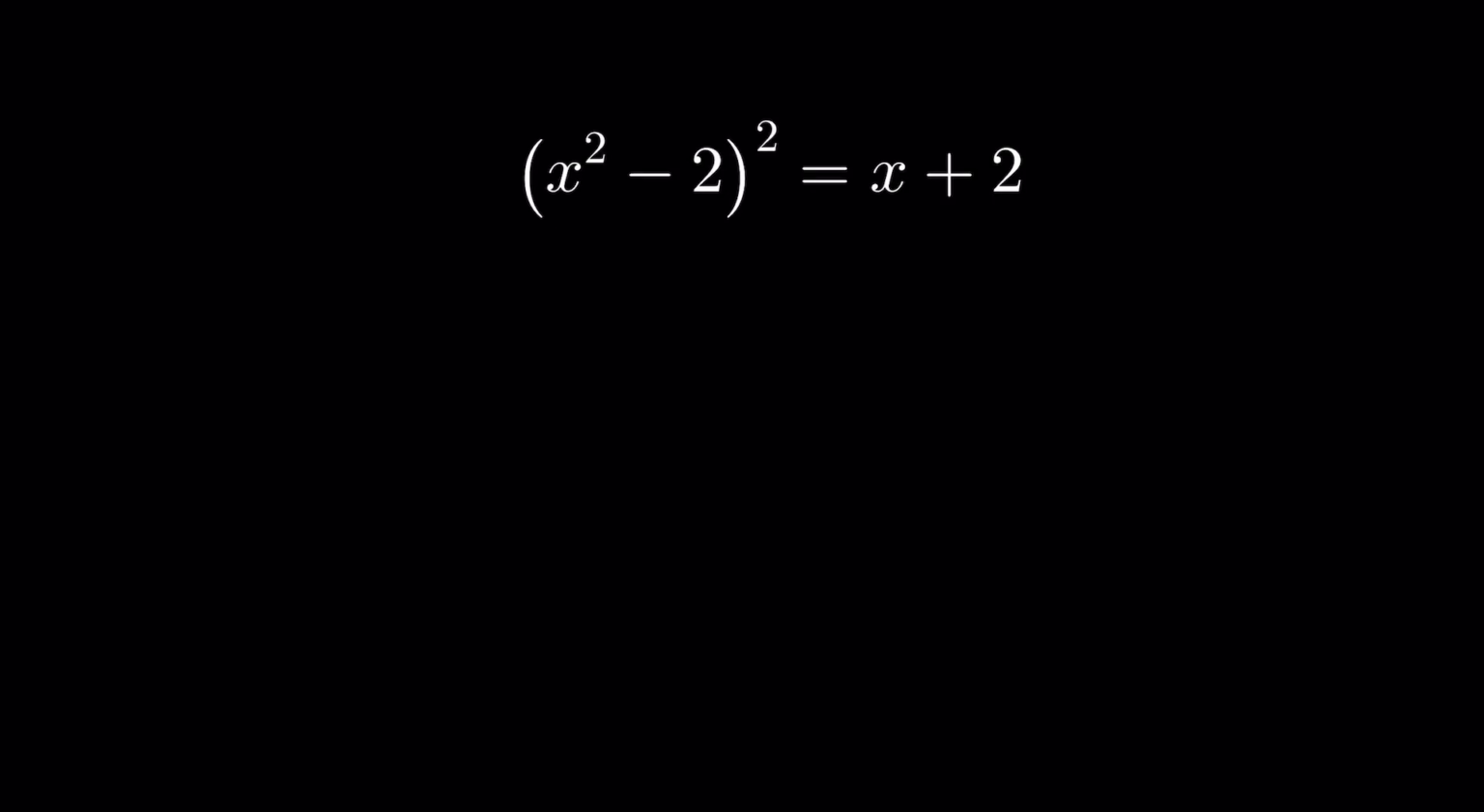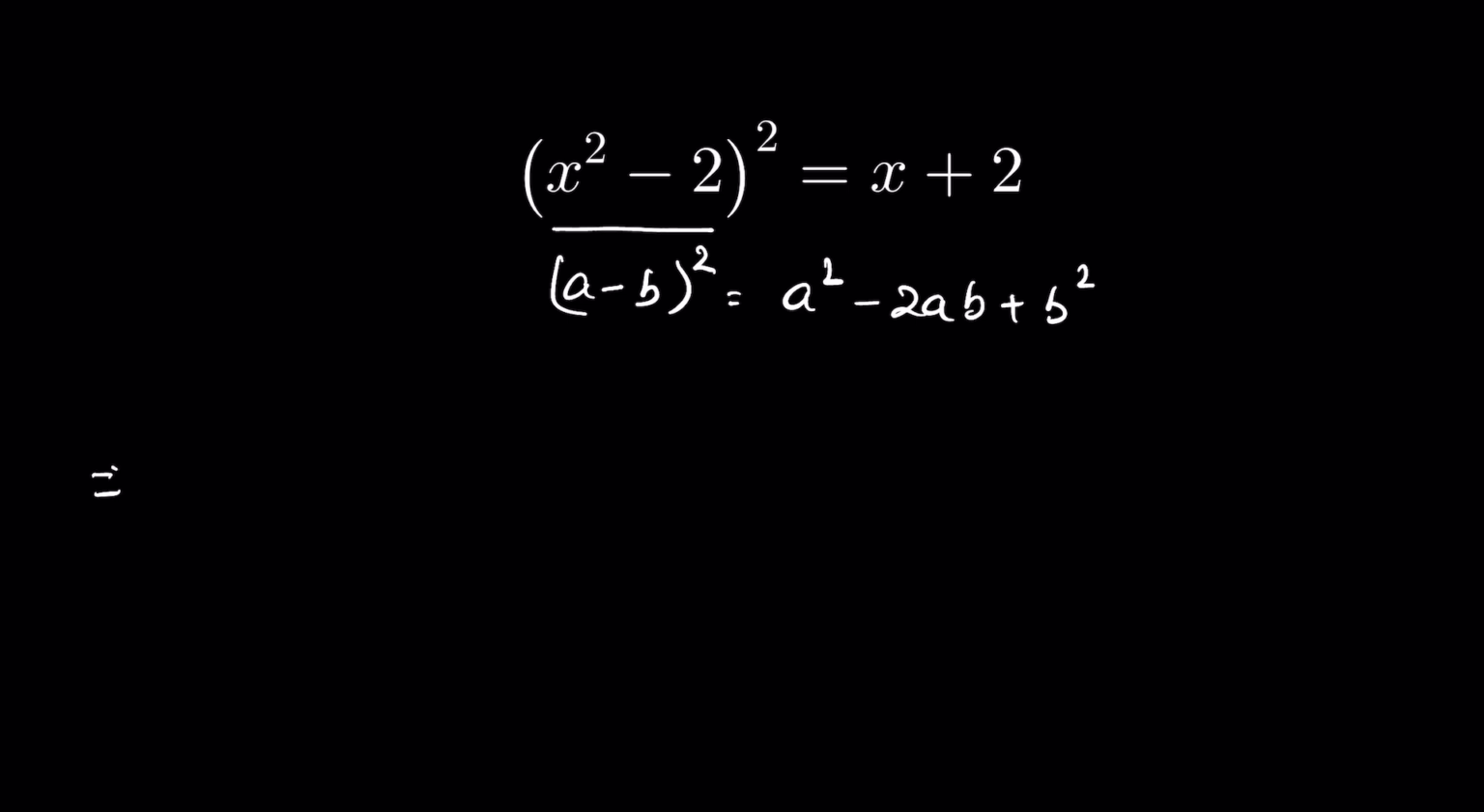(x² − 2)² = x + 2. We have to find the solution for x. So this is in the form of (a − b)², and this is equal to a² − 2ab + b².